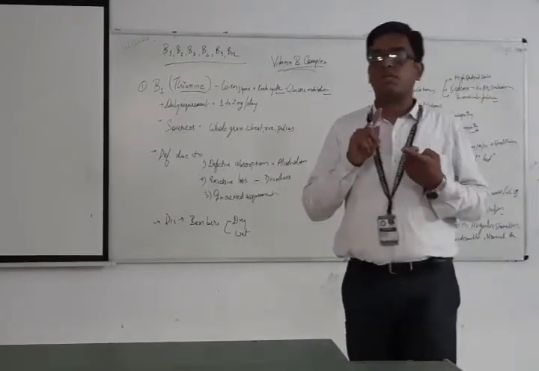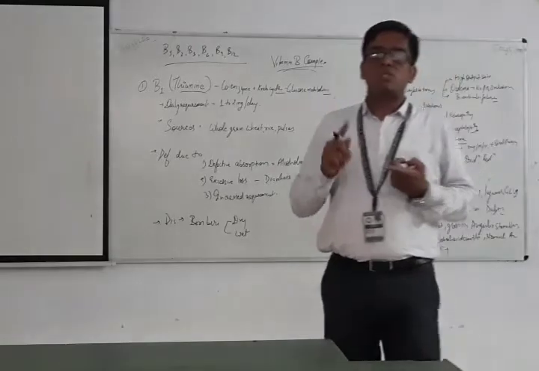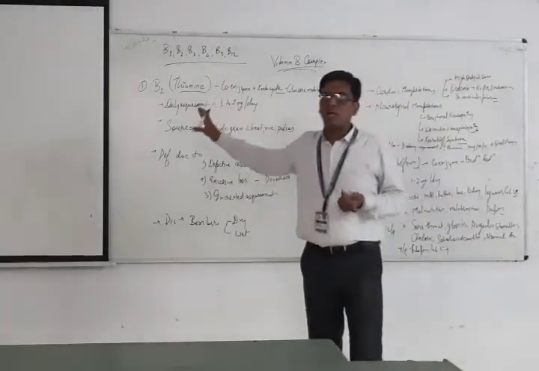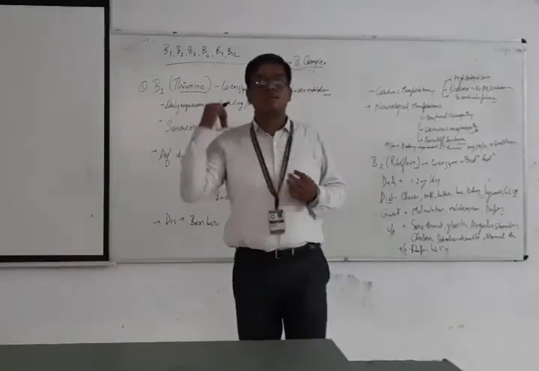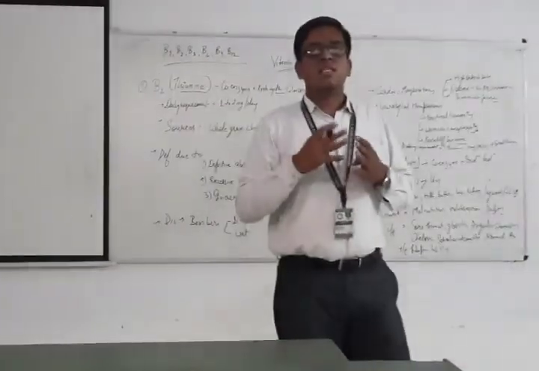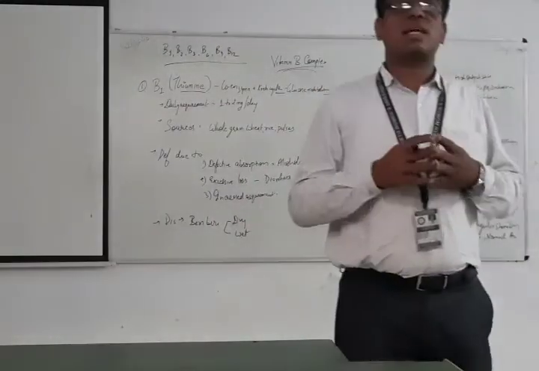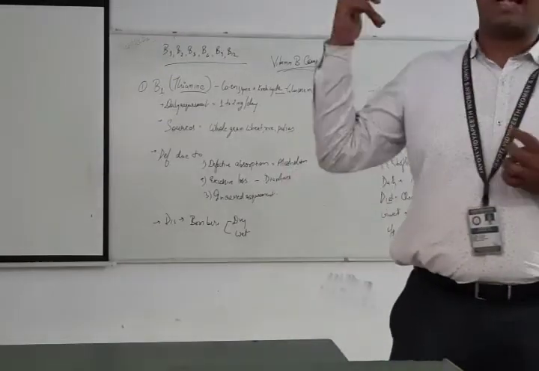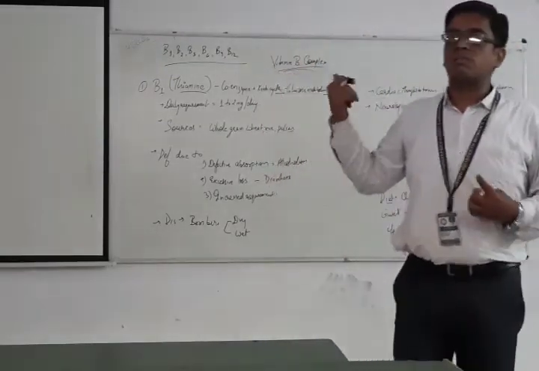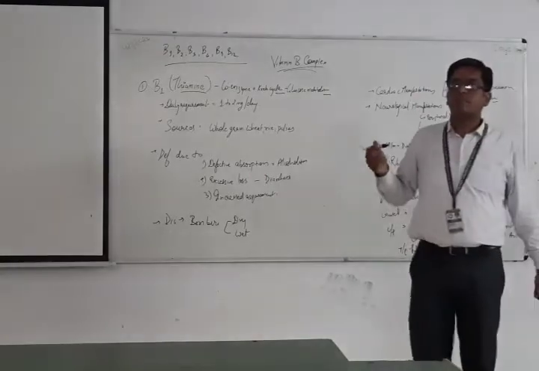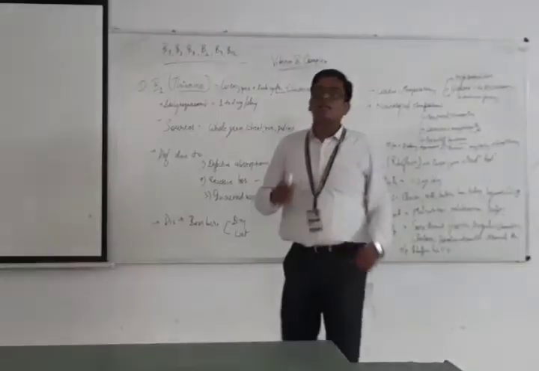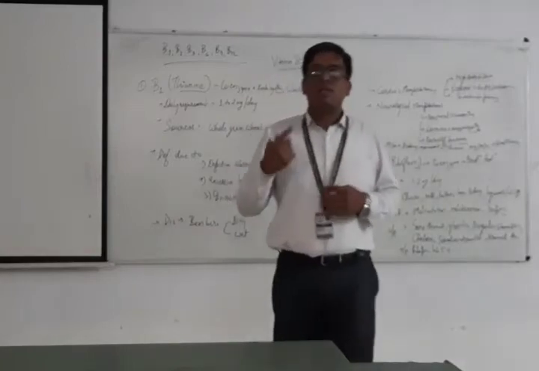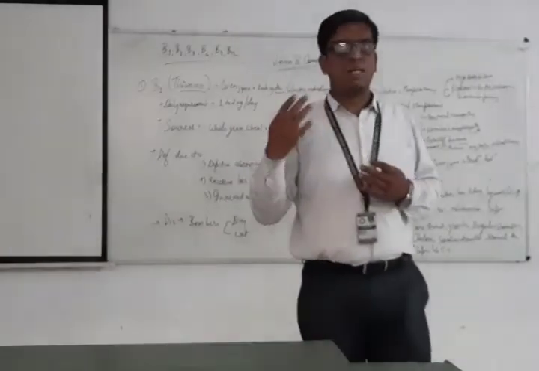First of all, vitamin B1. Vitamin B1 is also known as thiamine. What is the function of vitamin B1? This is an important coenzyme for the Krebs cycle. What is the function of the Krebs cycle? To synthesize glucose. Very good. Krebs cycle synthesizes glucose, so it is responsible for glucose metabolism.